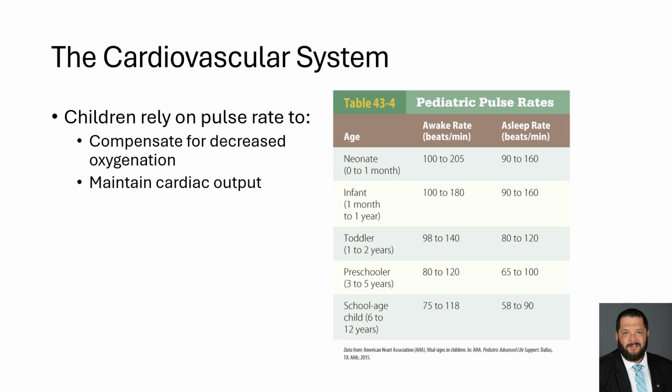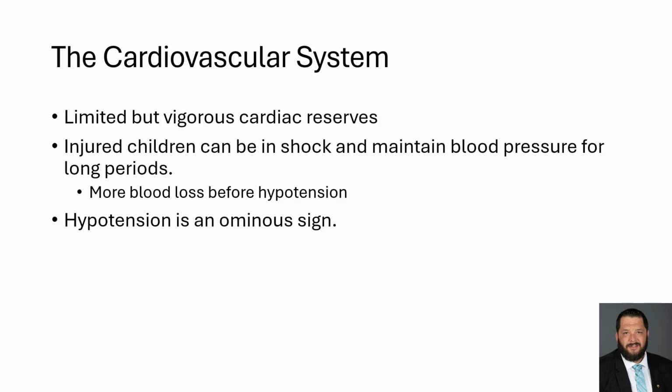You can see here a table of normal pulse rates. So your neonates are 100 to 205. Infants are 100 to 180, and it starts to drop as you progress through and get to the school-age children. At 6 to 12 it's 75 to 118, and then by the time they're 13 or in that adolescent age, it's pretty normal as far as rate goes, within the adult spectrum of 60 to 100.